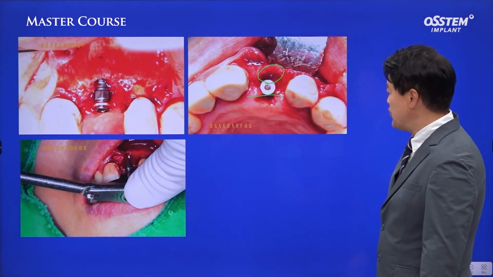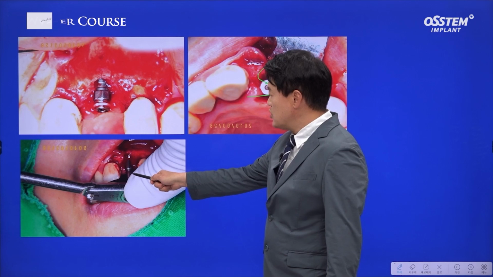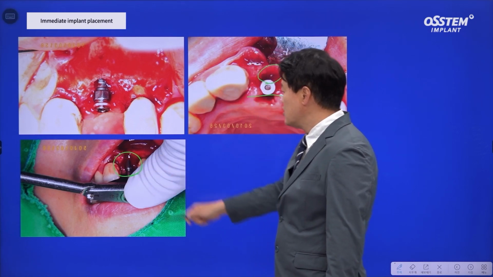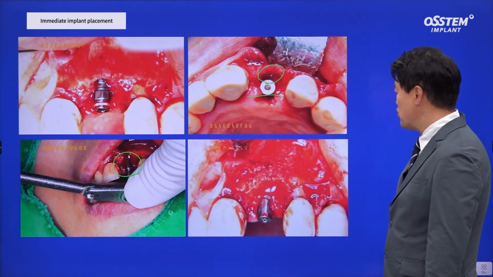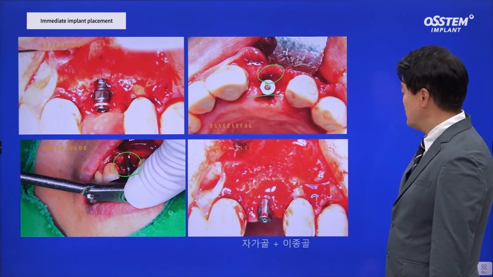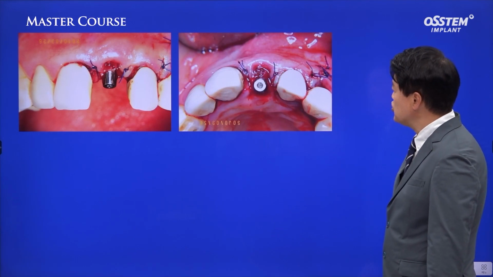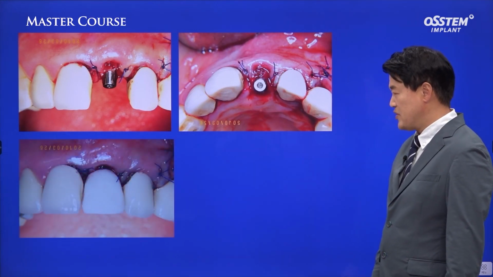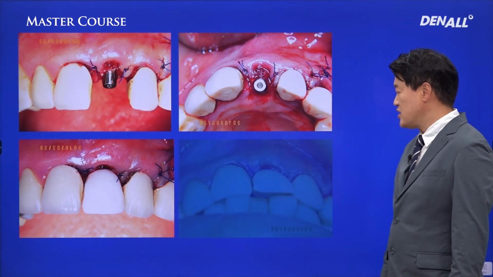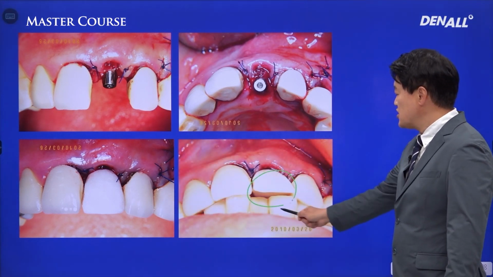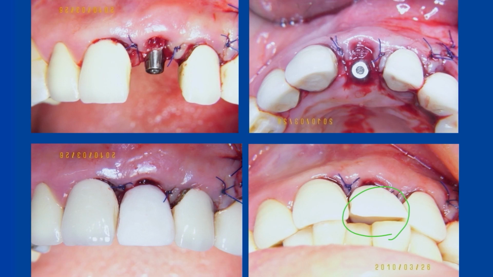A GBR was done. In order to provide a provisional, a rigid abutment was connected and GBR was done. I used autogenous bone and xenograft for GBR and suture was done. Provisional was provided. As shown, when you make a provisional in a non-occluding position, the freedom should be at least 0.5 to 2 millimeters so that the implant does not fail due to unwanted lateral force.